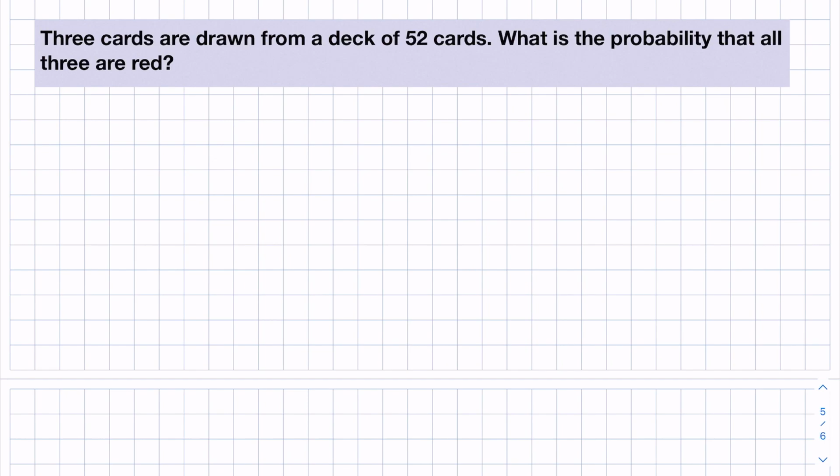Three cards are drawn from a deck of 52 cards. What is the probability that all 3 cards are red? It's favorable outcomes over total outcomes. So let's do the total outcomes first again. Since there are 52 cards and we randomly draw 3 cards, it's going to be 52 choose 3, because when you draw those 3 cards, it doesn't matter in which order you draw them, you'll have the same cards.